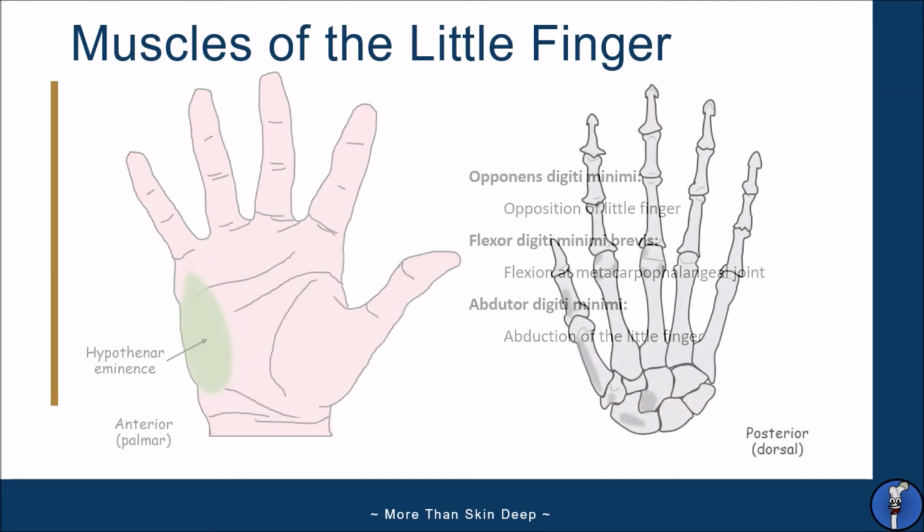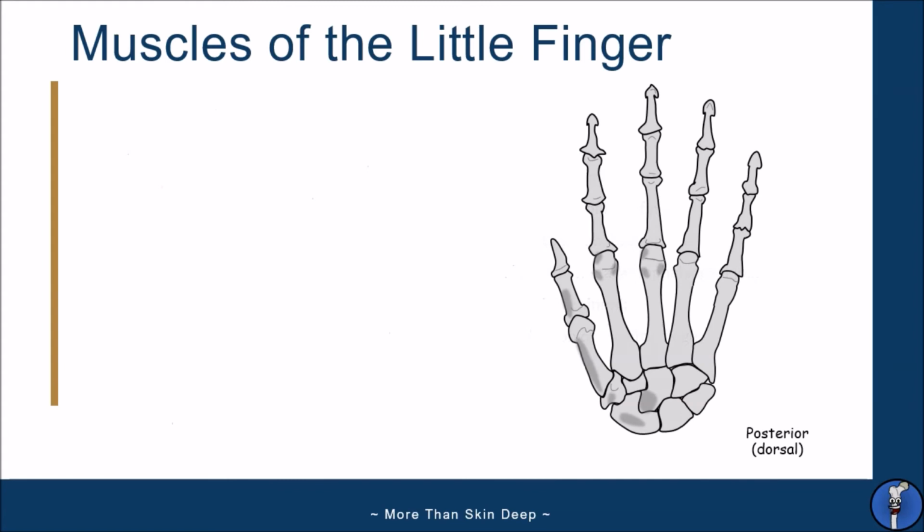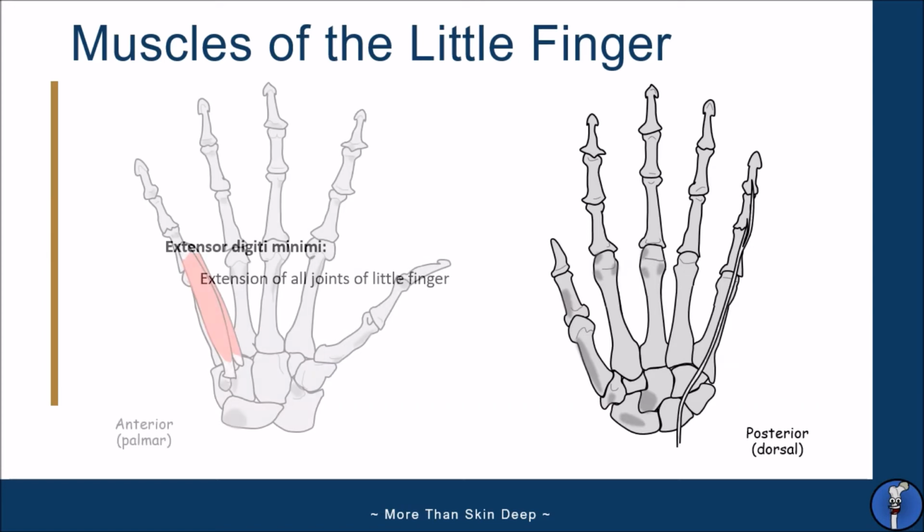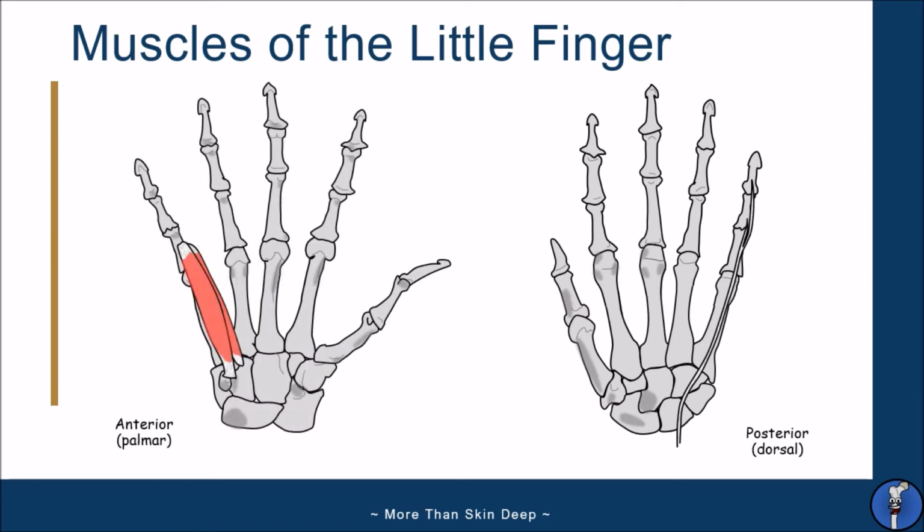From the posterior view, there is only 1 muscle acting solely on the little finger. This is the Extensor digiti minimi, which originates from the forearm and inserts into the extensor hood of the little finger. It extends the little finger at all of its joints. A couple more tendons do act on the little finger, but these will be discussed later. Again, here we have the 2 views side by side for you to take a look at.